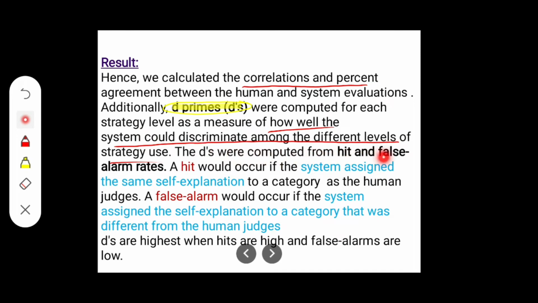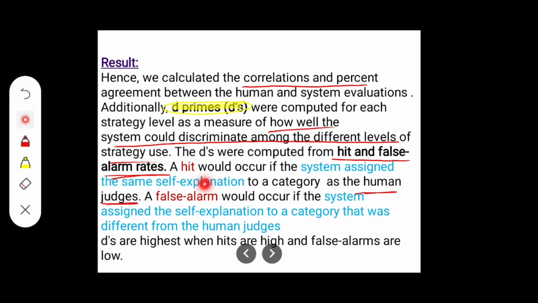So the d's were computed here. The d's have two components, the hit rate and the false alarm rate. The d's are computed from the hit rates and the false alarm rates. A hit occurs when the system associates a self-explanation with the same category as the human judges.